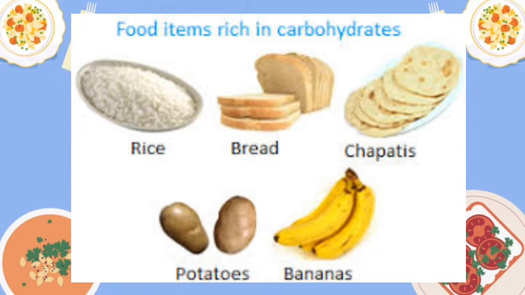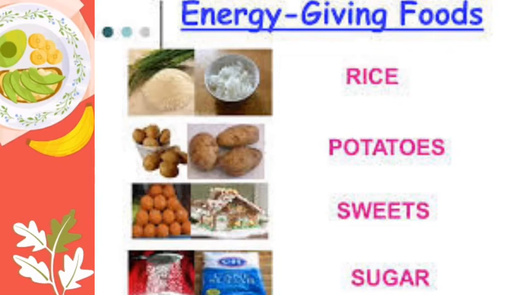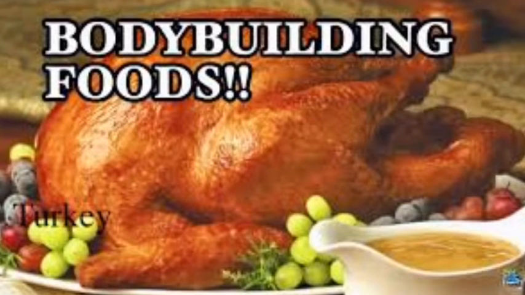And examples are rice, bread, chapatis, potato, banana, and lots more. So food that are carbohydrates, they are also energy giving food. Like I said before, they are rice, potatoes, sweets, and sugar. These are some of the examples of energy giving food. When we eat such food, they give us energy, they give us strength for the day's job. All right, now let's move on to the bodybuilding food.